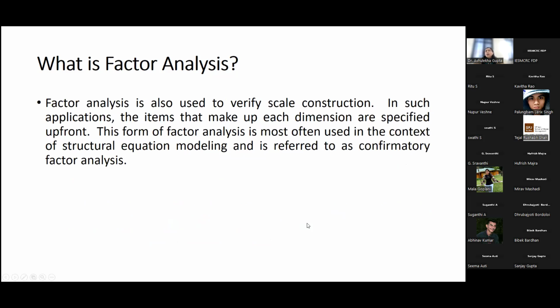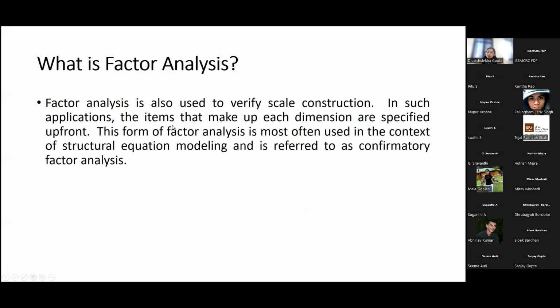Multicollinearity means that a number of your factors are related to each other. So why keep them in different categories? We can merge them, right? This is the solution. We can merge all the factors that have the multicollinearity issue. So we can clump them. That is the solution. Factor analysis is also used to verify scale construction.